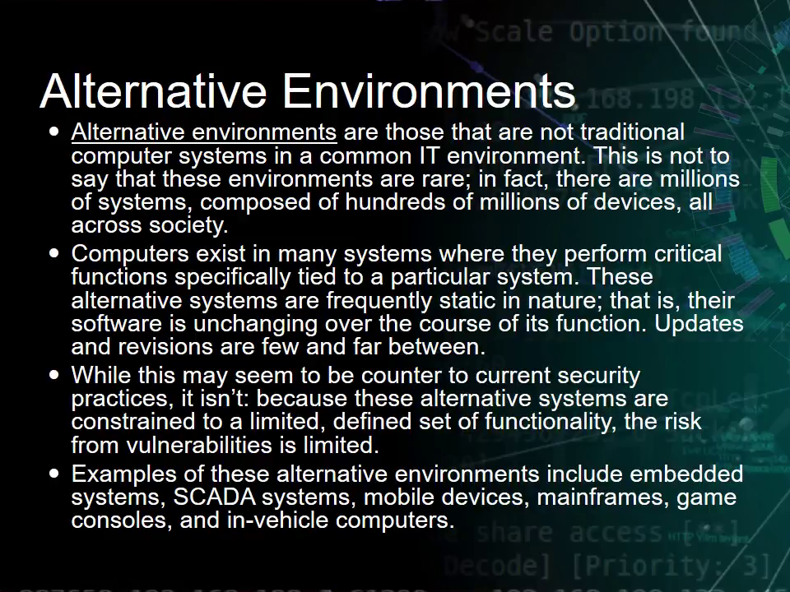While this may seem to be counter to current security practices, it isn't, because these alternative systems are constrained to a limited, defined set of functionality. The risk for vulnerabilities is limited. Examples of these alternative systems or environments include embedded systems, SCADA systems, mobile devices, mainframes, game consoles, and in-vehicle computers.